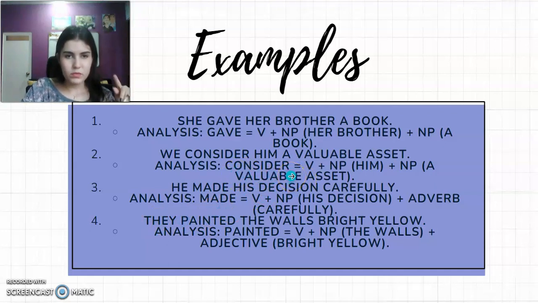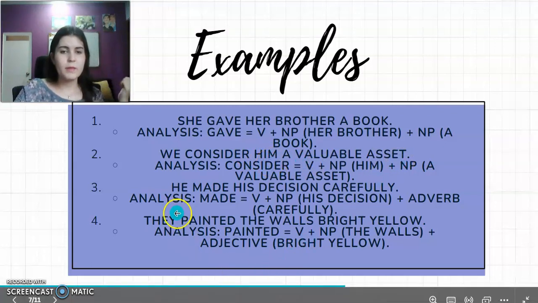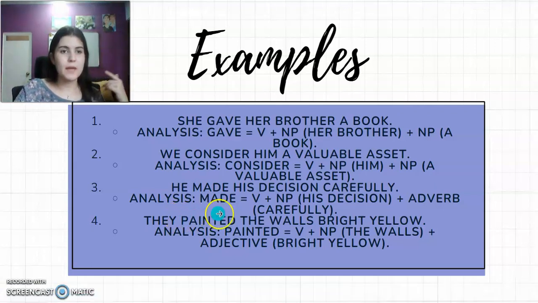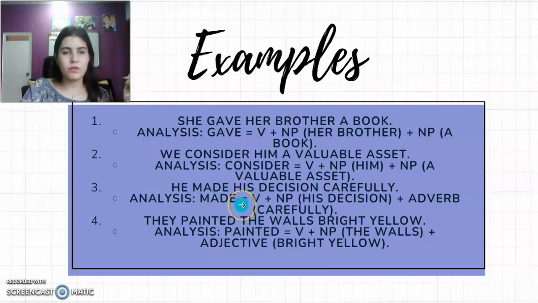We consider him a valuable asset. Consider is equal to the verb plus the noun phrase him plus the noun phrase a valuable asset. He made his decision carefully. Made is going to be the verb complement because it is followed by the noun phrase his decision plus an adverb, carefully. In this case, we'll find an adverb.